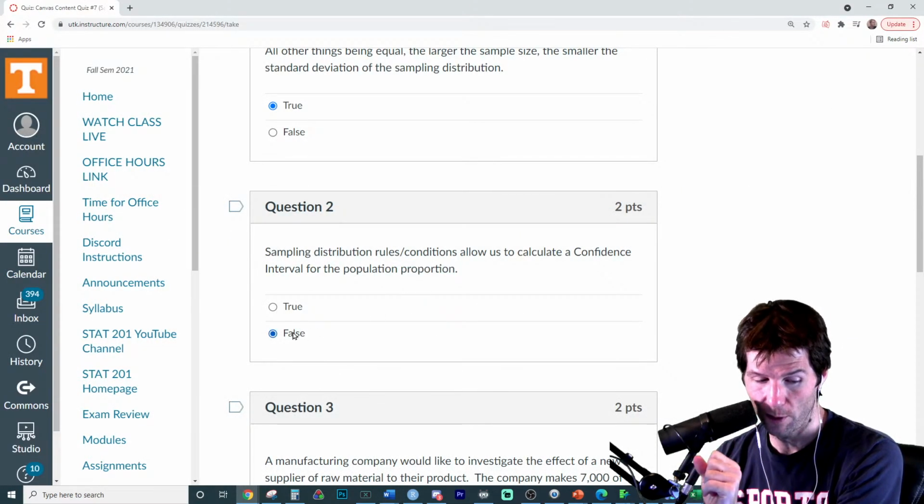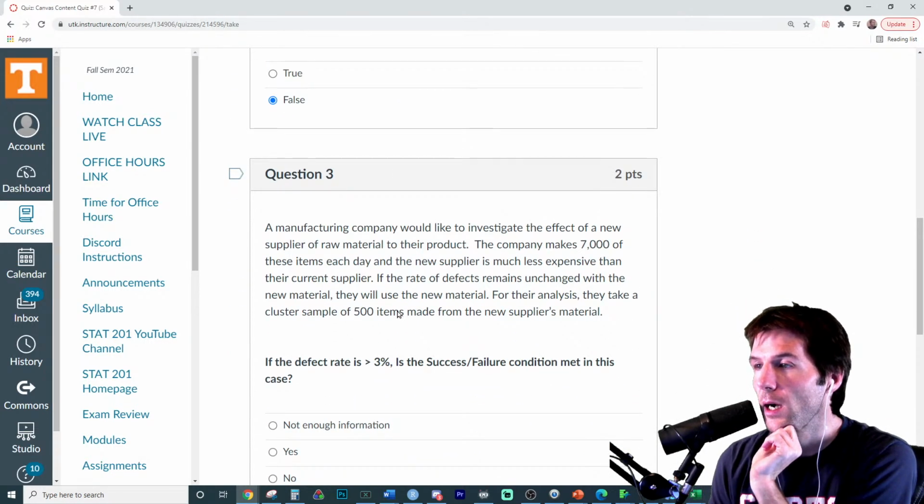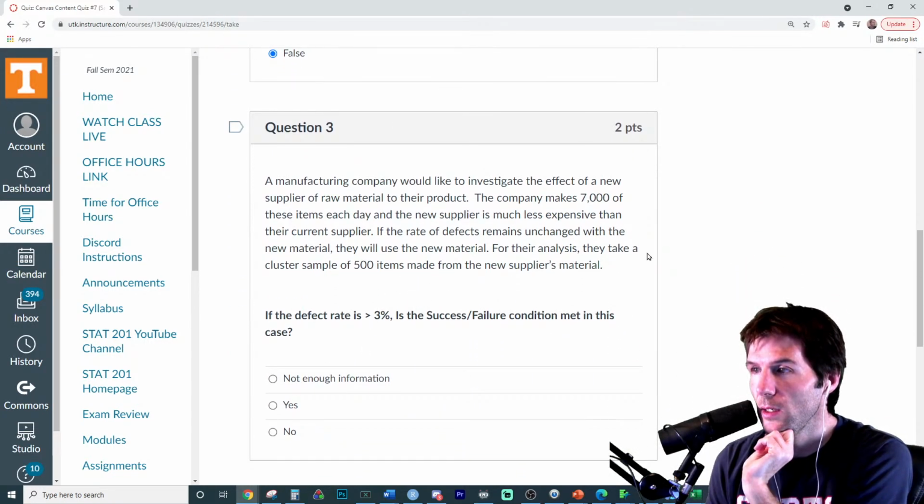So I'm going to put false. Don't put your answers in yet because we're going to find out the answer to this one very quickly. This one I think is the one we just did. We do meet the condition.